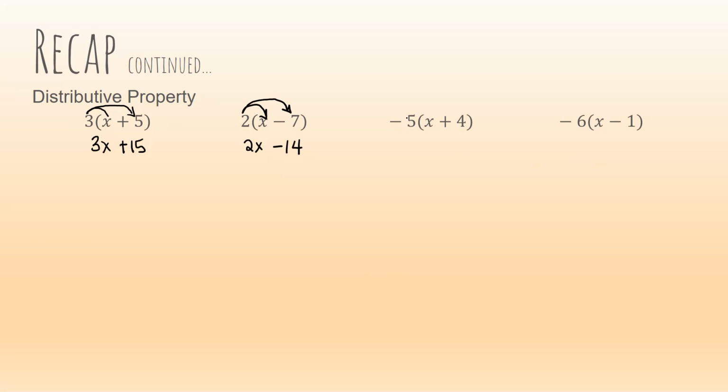My next one, if you notice, this says negative 5 on the outside. So negative 5 times x is negative 5x, and then negative 5 times a positive 4 is negative 20. And our last one here, we have a negative 6 times x, which is negative 6x, and then we have a negative 6 times a negative 1, which is a positive 6. Remember, negative times a negative is a positive, right?